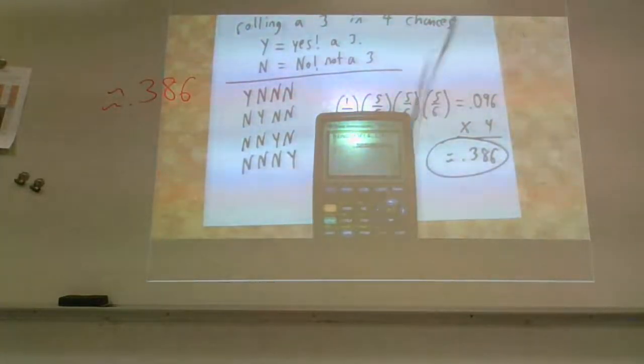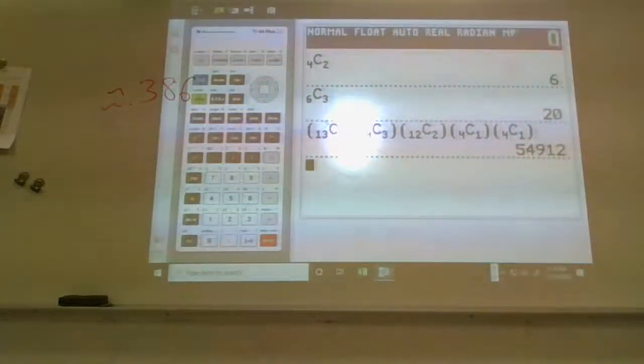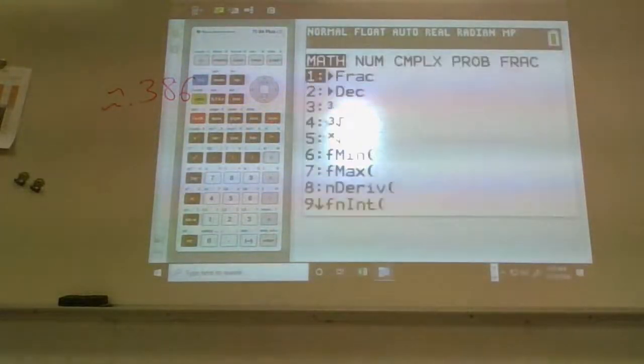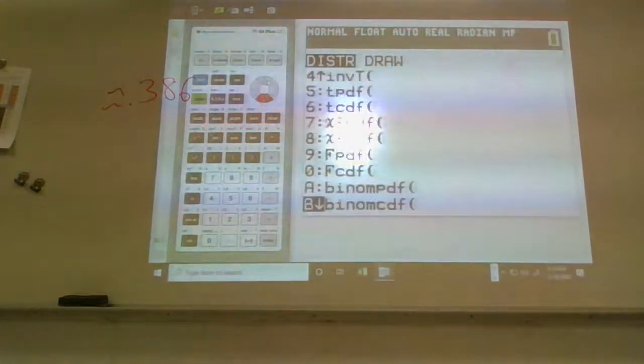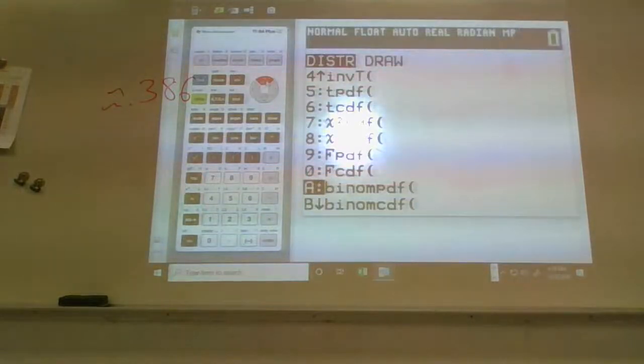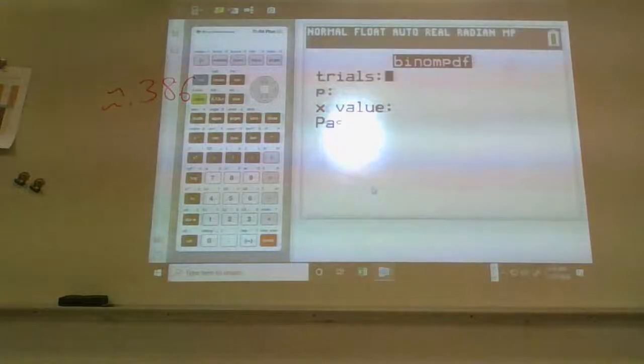Let me see what it looks like here. Yeah, please confirm for me whether or not this is true. Hit second vars on your calculator and scroll down to the function that says binom PDF. Does it show up like this on your calculator?